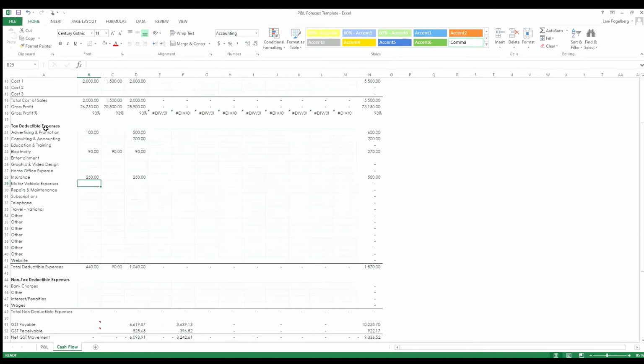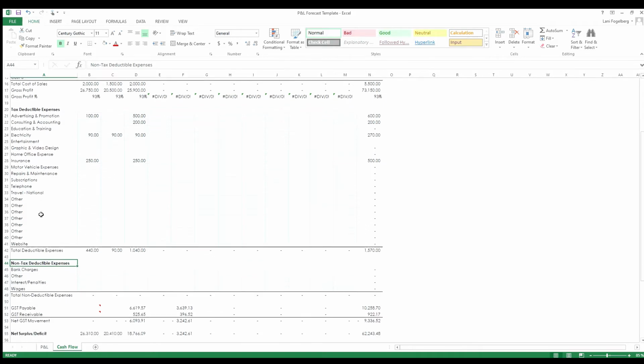As you can see, the expenses have been classified into tax deductible expenses and non-tax deductible expenses. The way that I've set this up is that all the expenses subject to GST are up here, and any expenses that are not subject to GST are down here. Please keep in mind that these are going to vary depending on the way that your business is set up and the nature of the expenses that you incur.